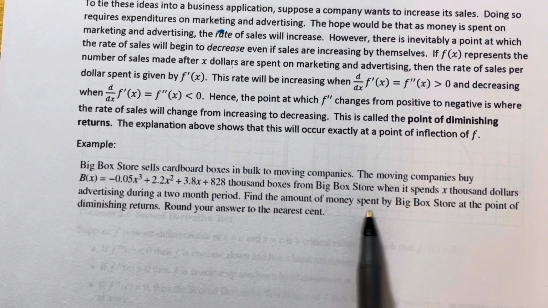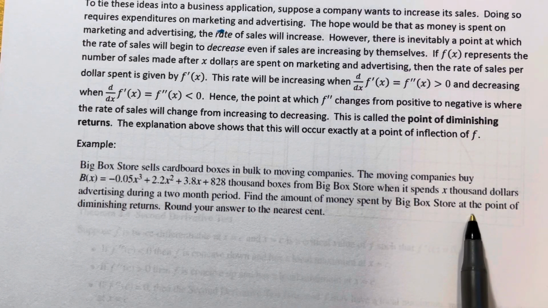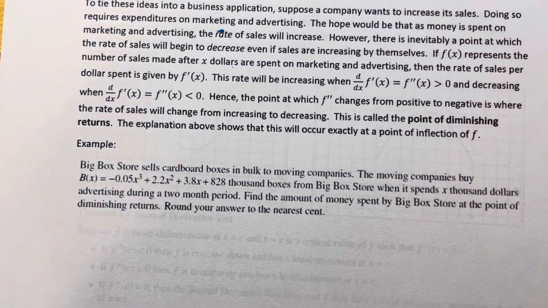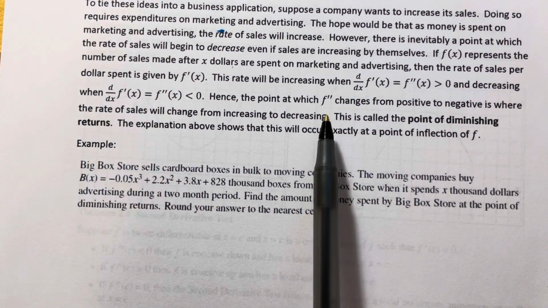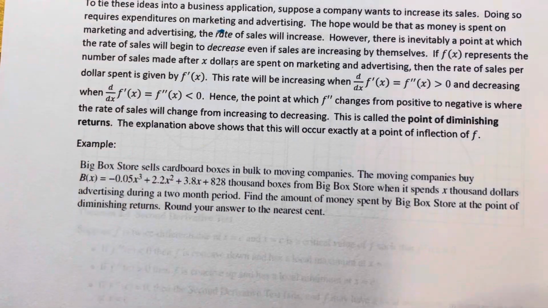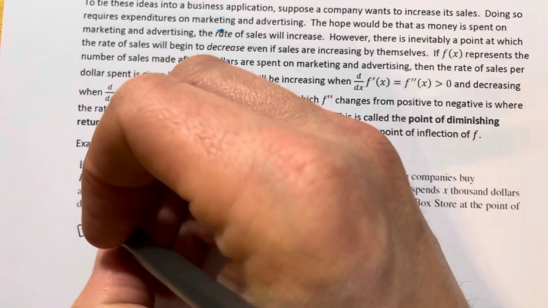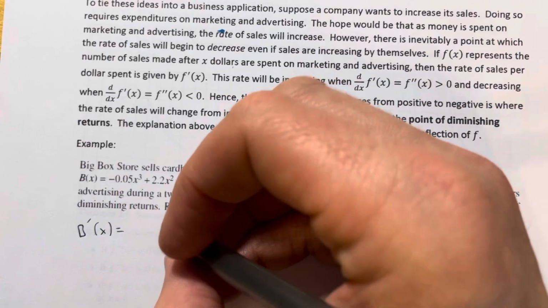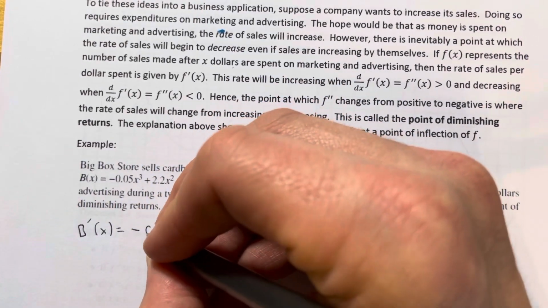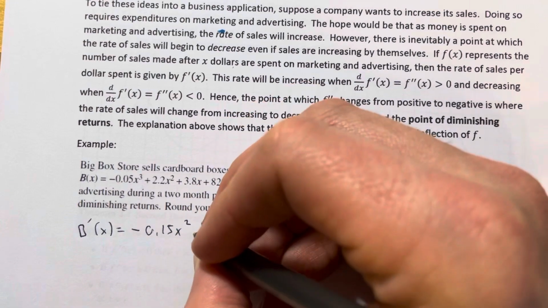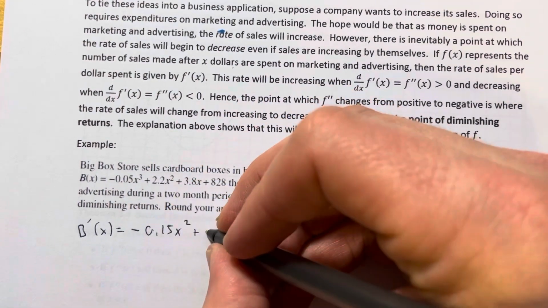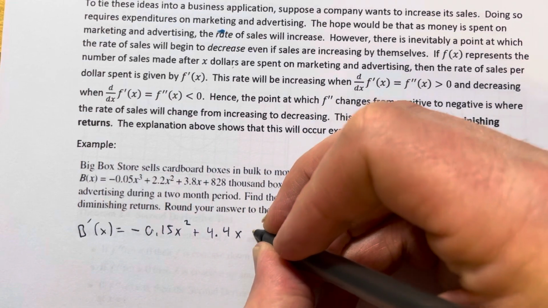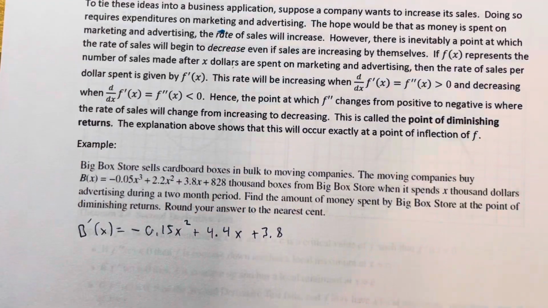We want to find the amount of money spent by big box at the point of diminishing returns, and then we want to round our answer to the nearest cent. So we need to locate that amount of diminishing returns. Remember, that comes from a point of inflection, which comes from the second derivative of this function. So the first thing we want to do is find the second derivative. What is b prime of x? Well, it's a polynomial. We've done these countless times now. So its derivative is negative 0.15x squared plus 4.4x plus 3.8. That's the first derivative.